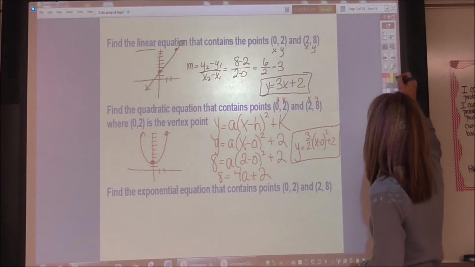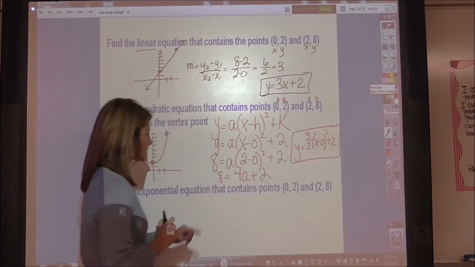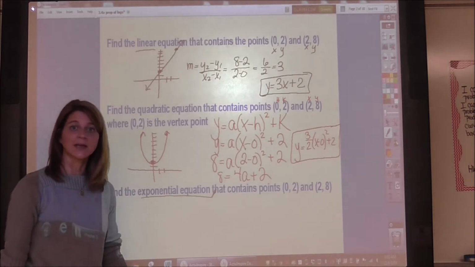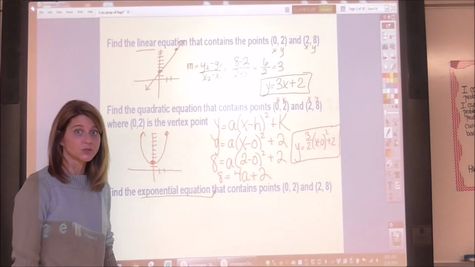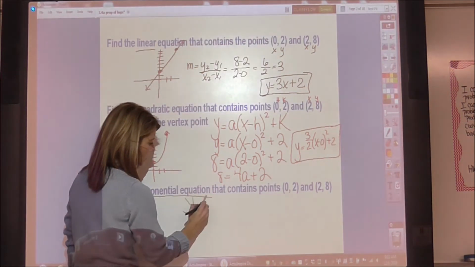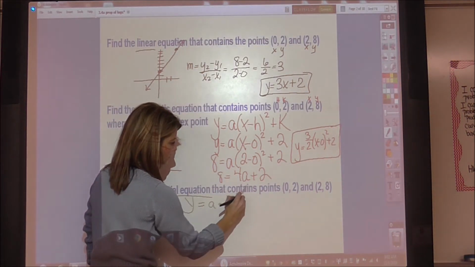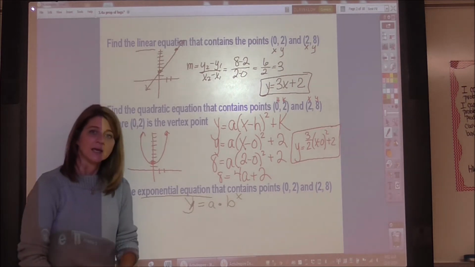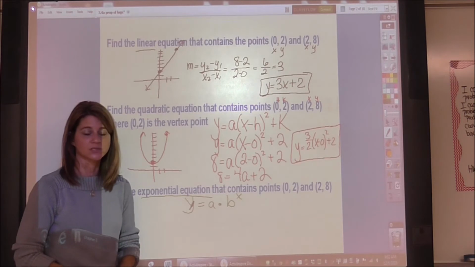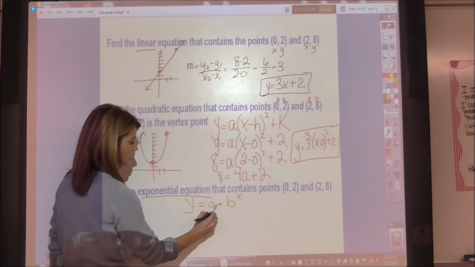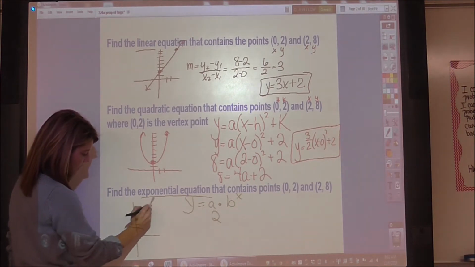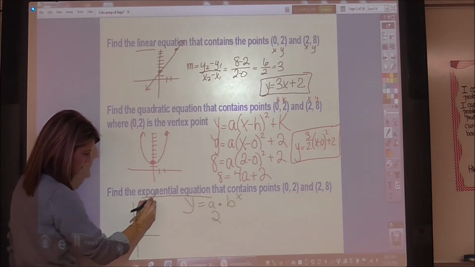All right, last one here. Find the exponential equation that contains these points. It's kind of like having just a list of 2, like having the little chart. Let's go write an exponential equation. y equals a times b to the x power. All right, a is always our initial value, or our y-intercept. And what is our y-intercept? 2.